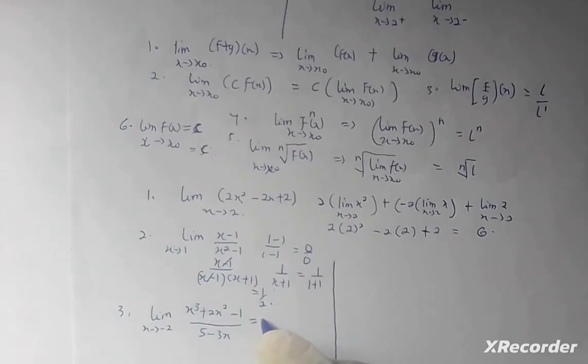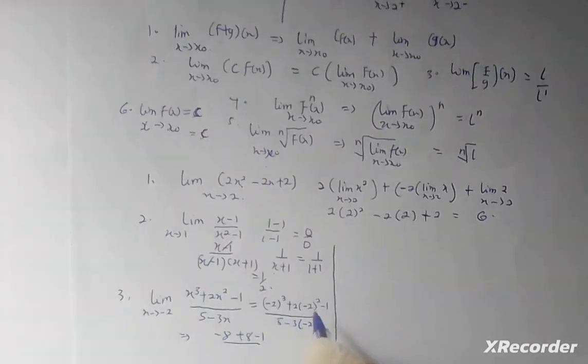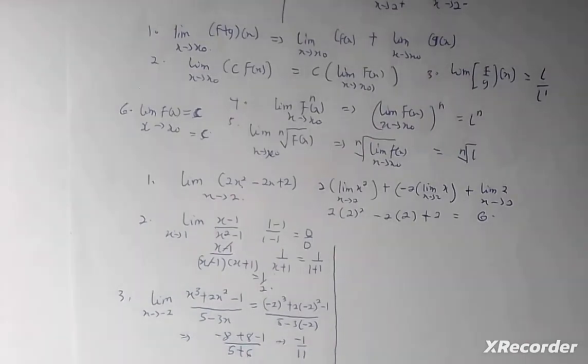So this will be equal to, wherever you see x, you put negative 2 straight away. So negative 2 all cubed plus 2 open bracket negative 2 all squared minus 1 all over 5 minus 3 open bracket negative 2, and this is giving me negative 8. Here is 4 plus 8 minus 1 all over 5 plus 6, and this is going to give me negative 1 over 11 as my solution.